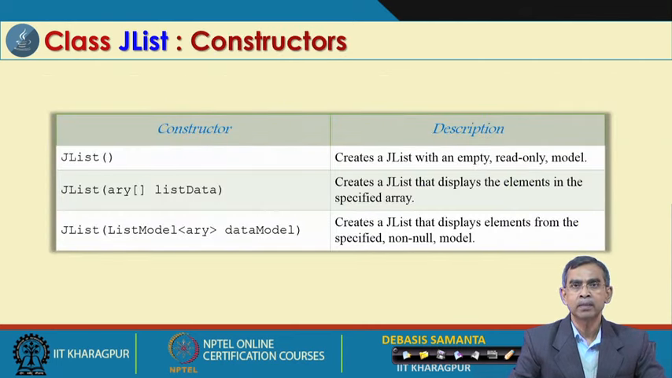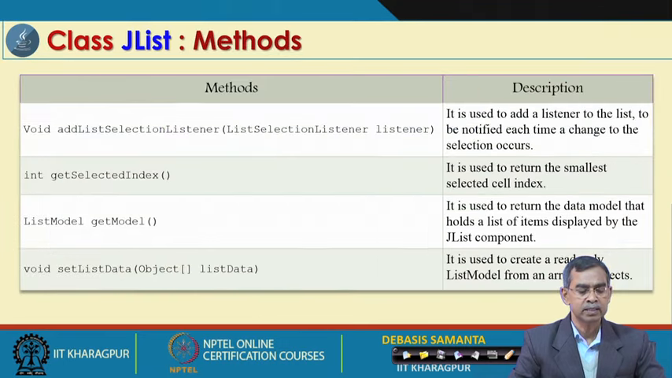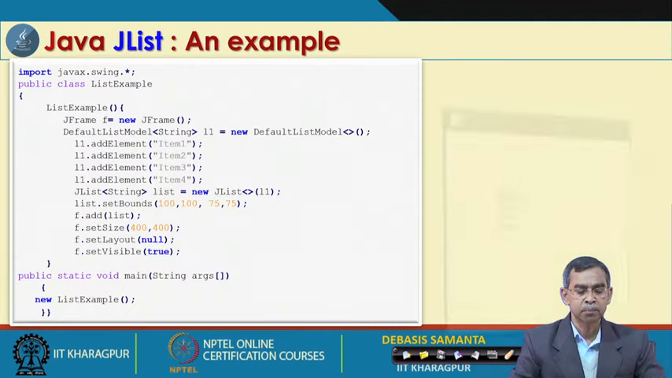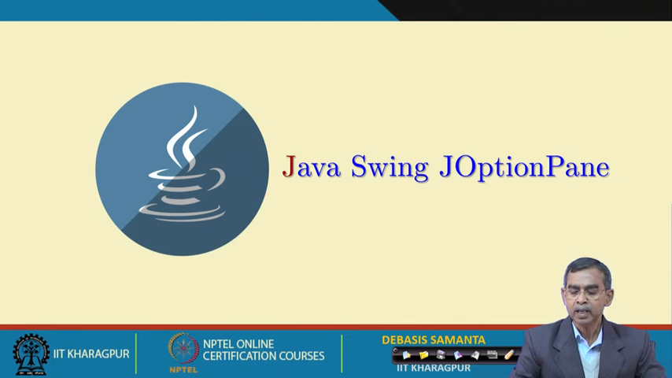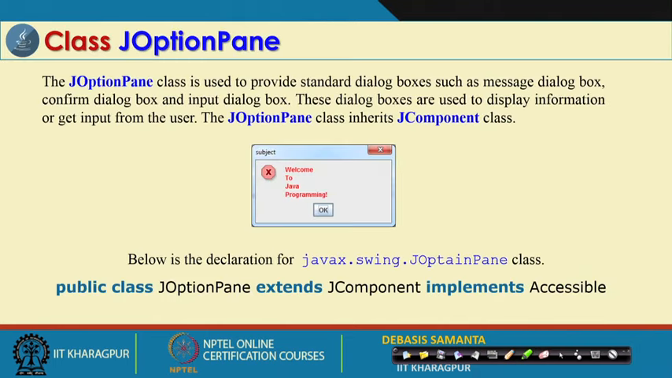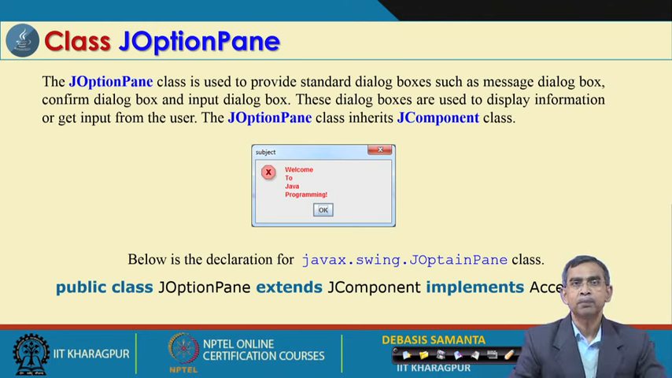JList is also similar to the list actually, and we do not have to discuss it much, because it is in many ways very similar to the AWT list. It has 3 constructors, 4 methods, and this is a simple program. You should practice it. Here it shows a list with 4 items, which is defined there. And JOptionPane, it is also a new thing which was not there in AWT. JOptionPane is basically a dialog, a pop-up dialog box, or sometimes it is called a message box.